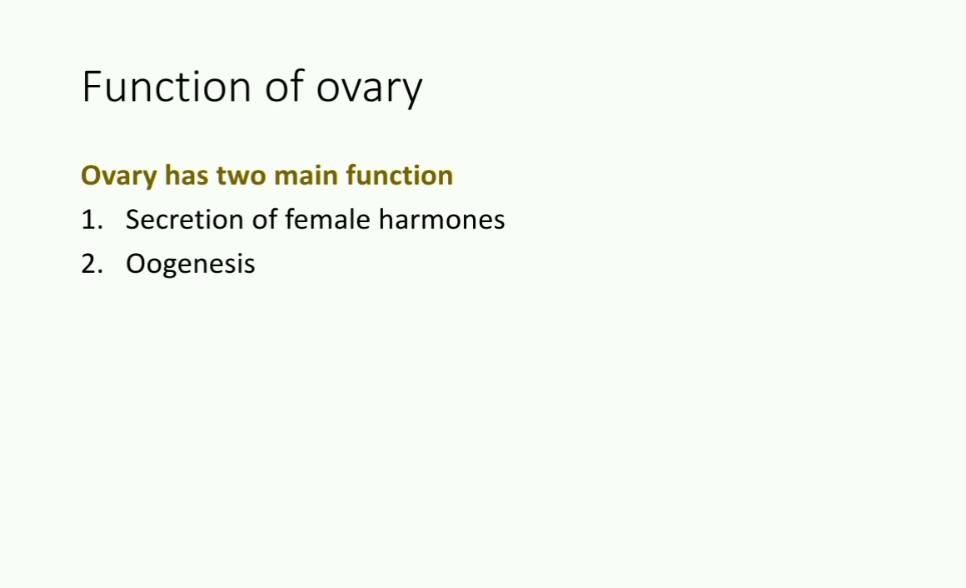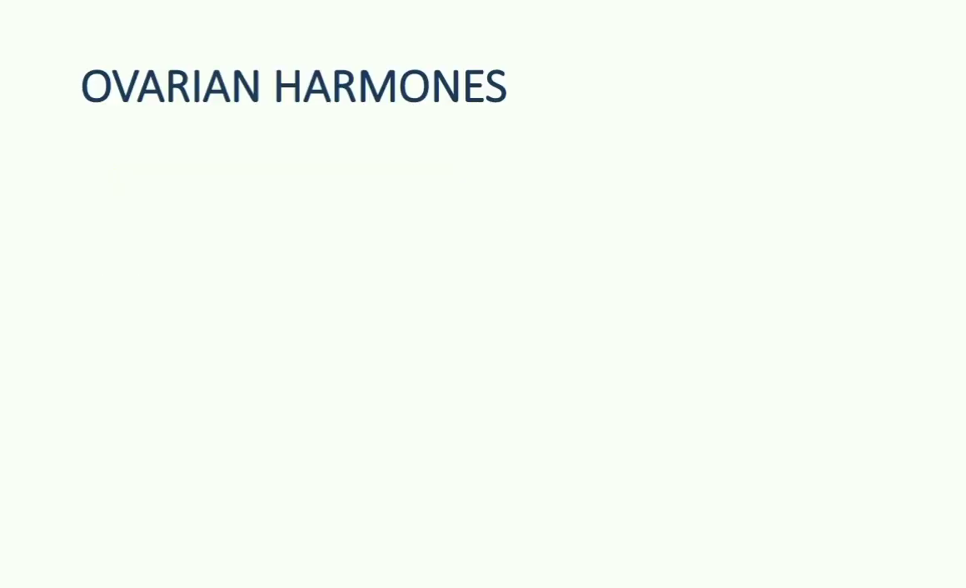Function of the ovary, as I told you, is secretion of female hormones and oogenesis. Now, what are the ovarian hormones? Not only estrogen and progesterone are secreted from the ovary, there are some other hormones which are also secreted from the ovary.